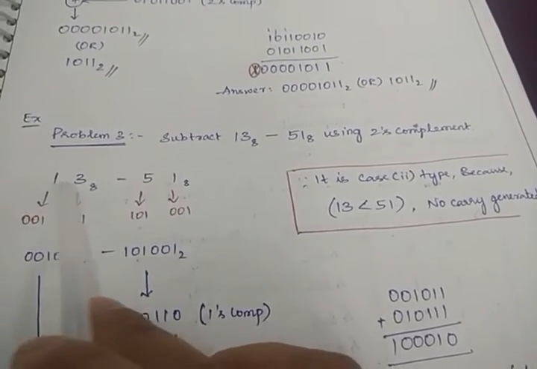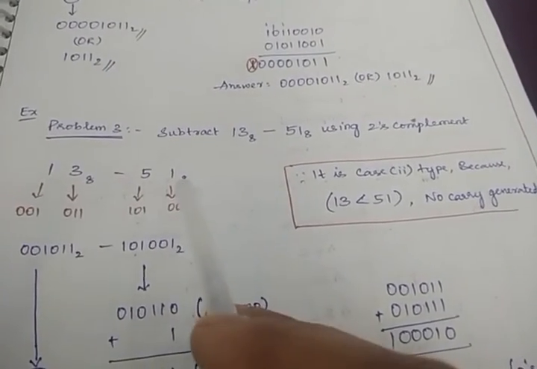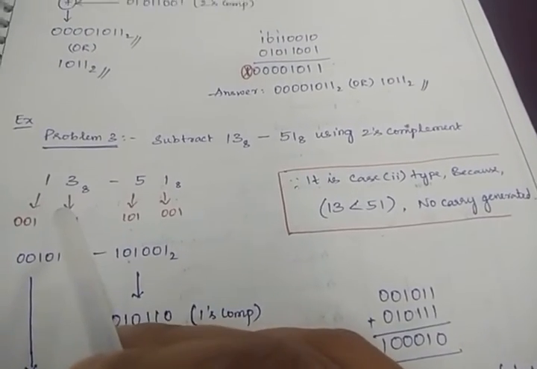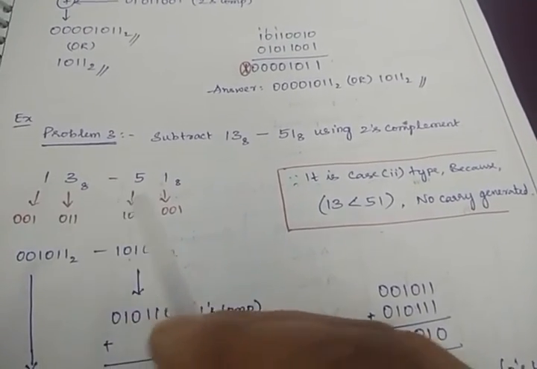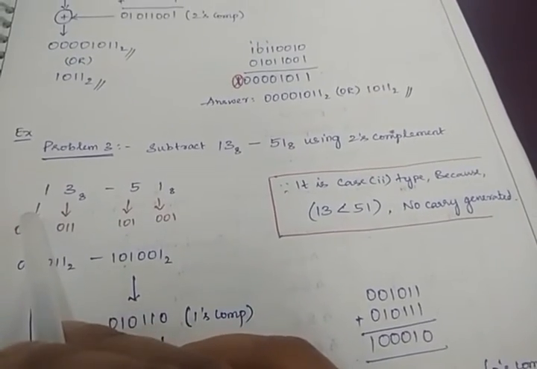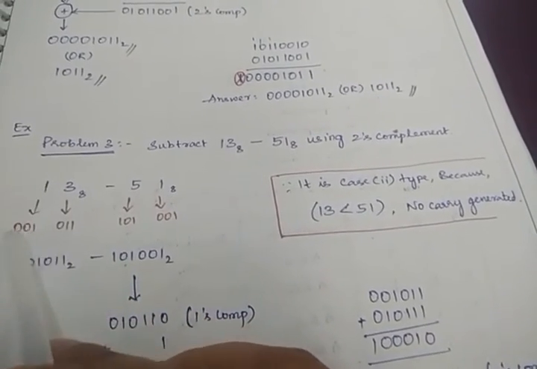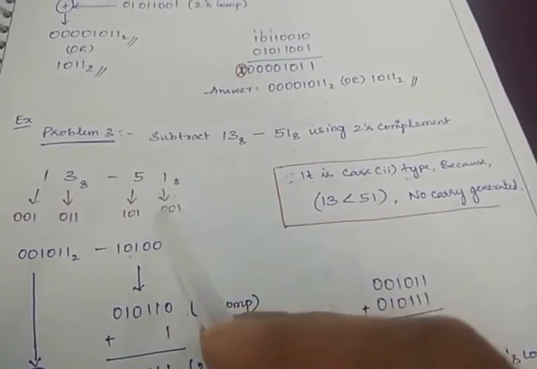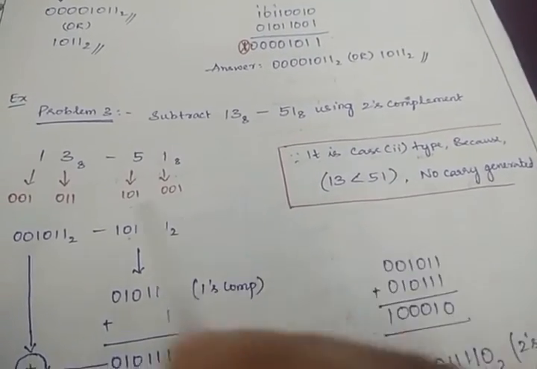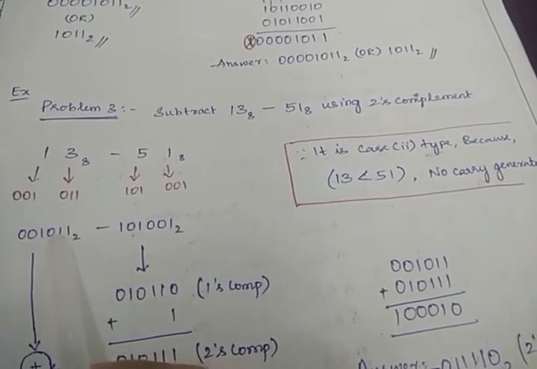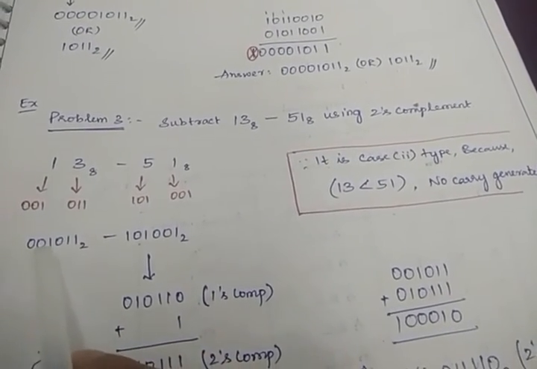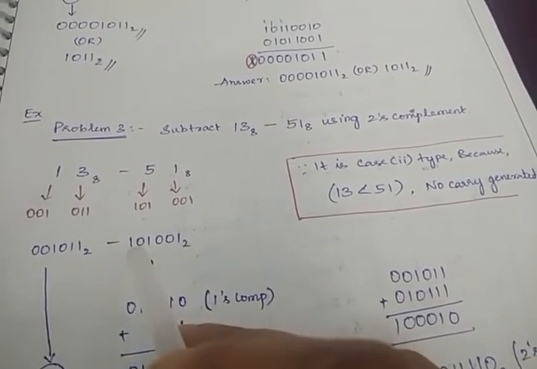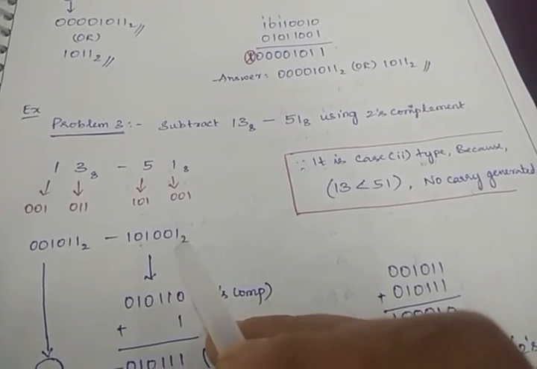So we'll see 13 minus 51, it is given. You can convert this octal number into binary by using the 4 2 1 method. Directly we can convert it. 1 means 001, 3 means 011, 5 means 101, 1 means again 001. So we got the binary equivalent value: 001011 is the binary equivalent of 13, and 101001 is the binary equivalent of 51.